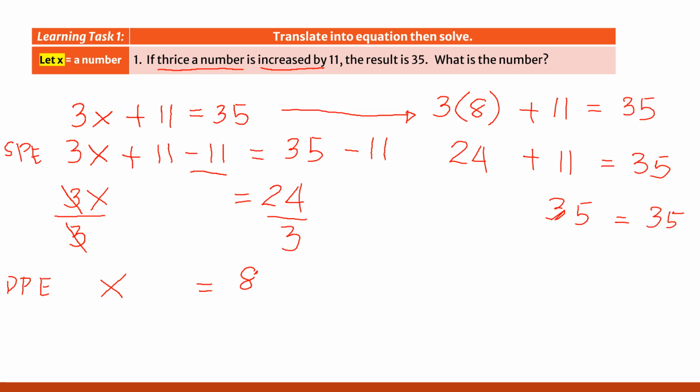So if you notice, equal ang left-hand side sa right-hand side. Kasi nga, 35 is equal to 35. Meaning, x equals 8, okay, here is correct. So the unknown number in this problem is this one, 8. Ayos? Ayos.